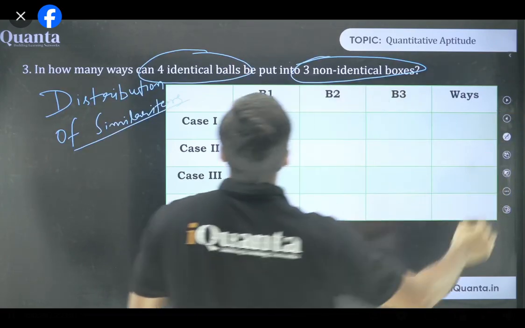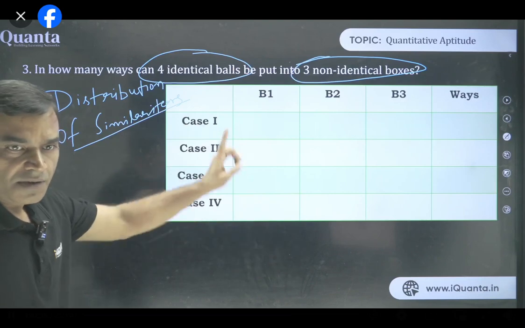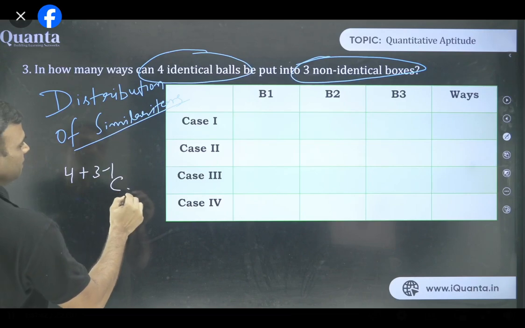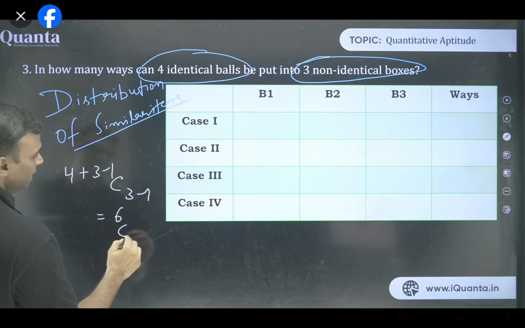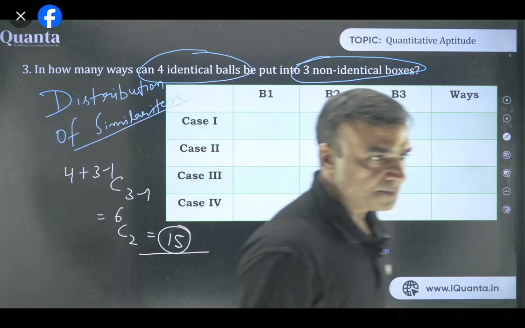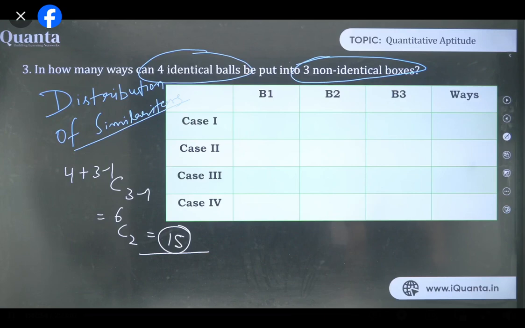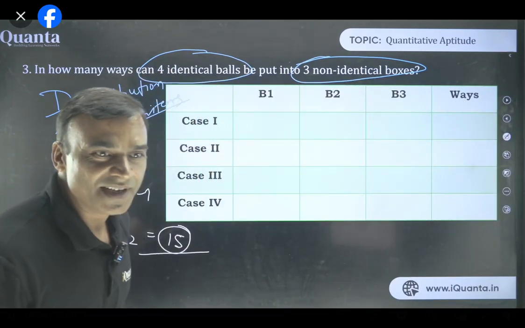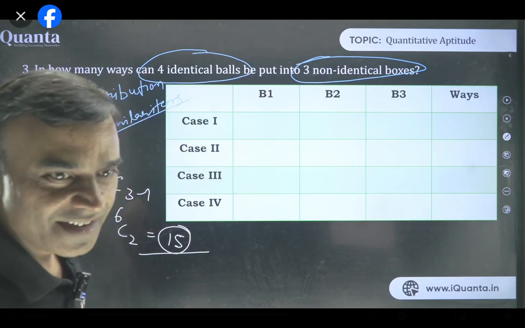4 identical balls. So this question, we will not create a table. We will take it as 4 plus 3 minus 1, C 3 minus 1. So 7 minus 1 is 6, C 2, and that is 15. I'll wait for 30 seconds, then we'll go to the next slide. Now everything is still clear, okay? That's good, perfect, very nice. Very good.